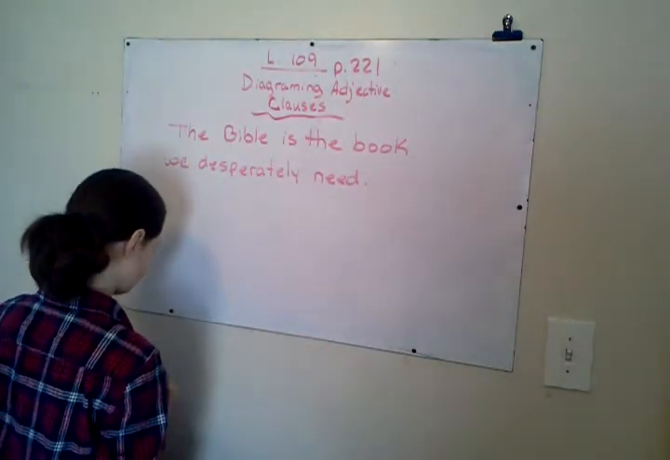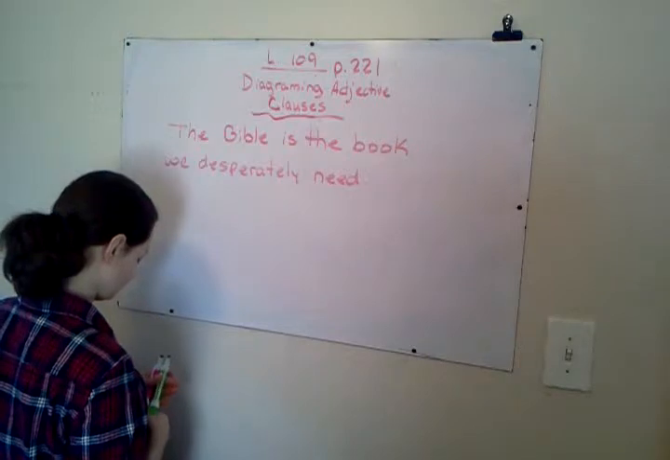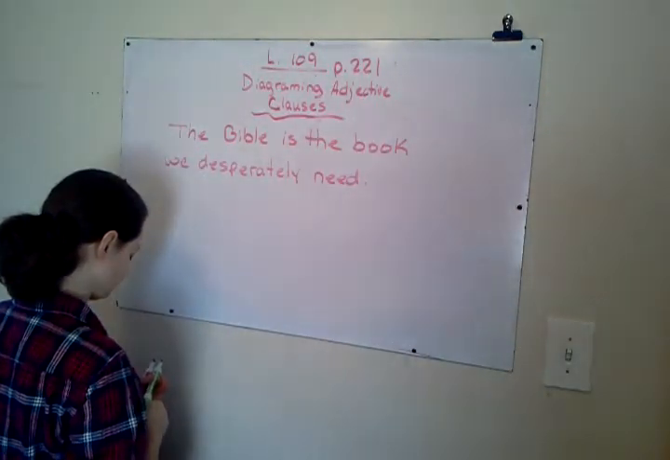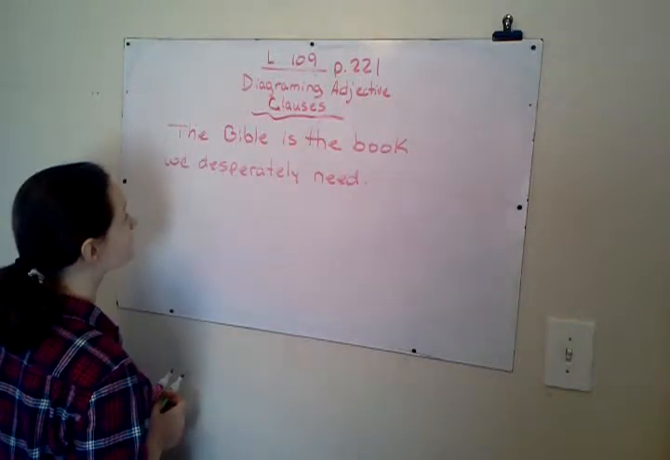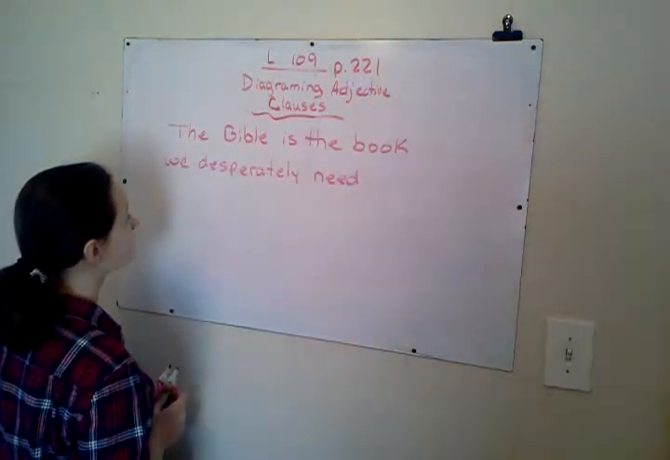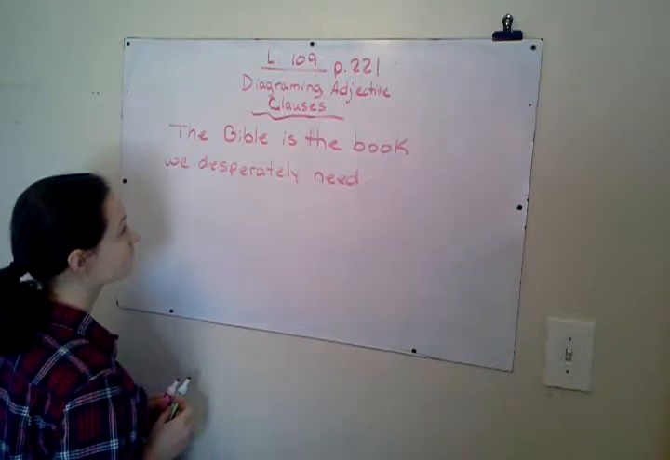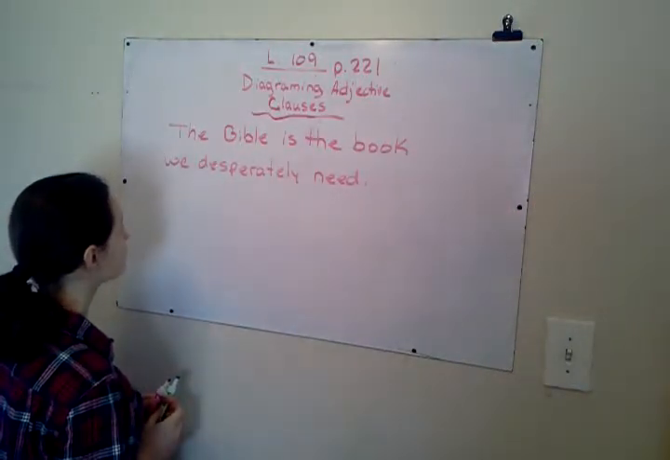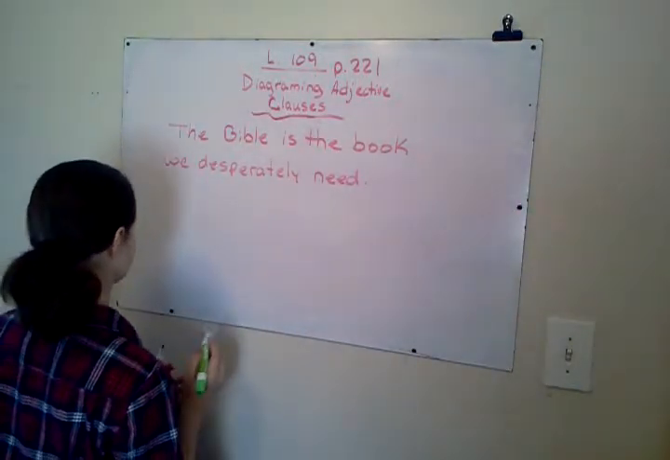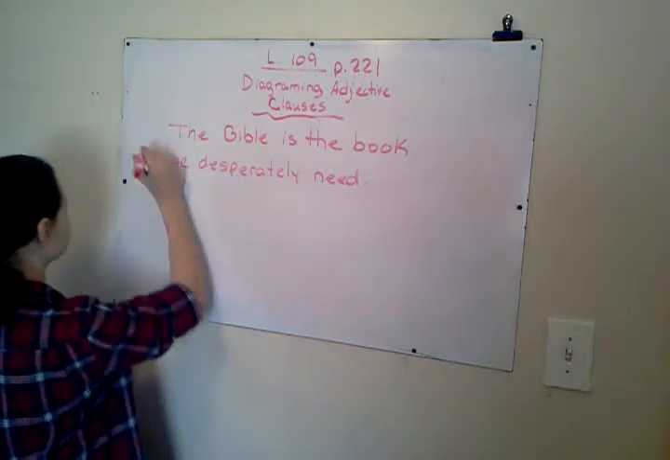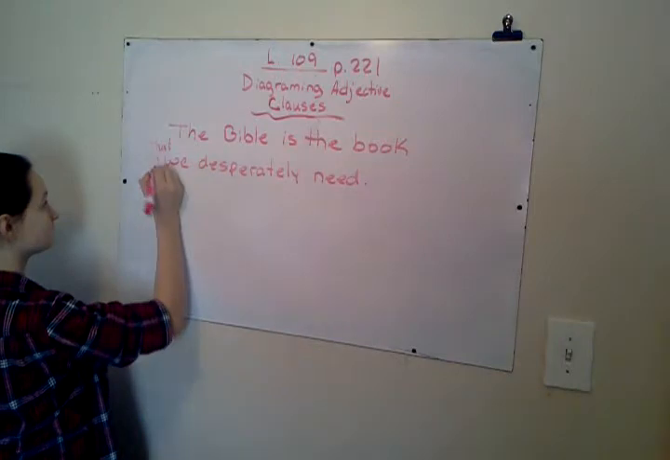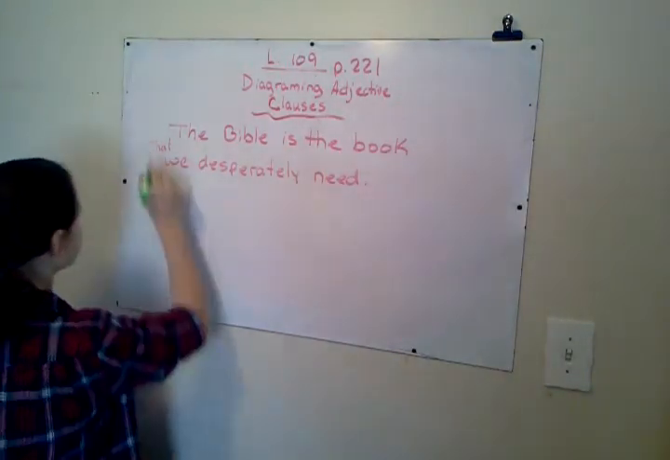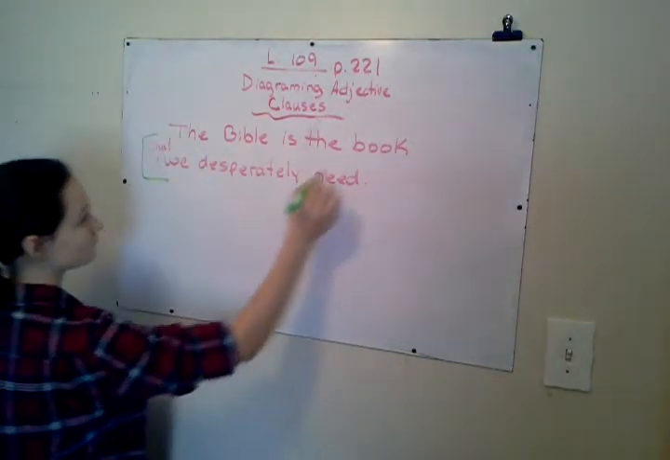Okay, now in this sentence, we have a relative that is implied. It's not stated in the sentence. The sentence says, the Bible is the book we desperately need. What it means is, the Bible is the book that we desperately need. So that is the relative pronoun introducing our clause. It's just invisible. So first step, identify the clause. Go ahead and put brackets or parentheses or something around the clause.